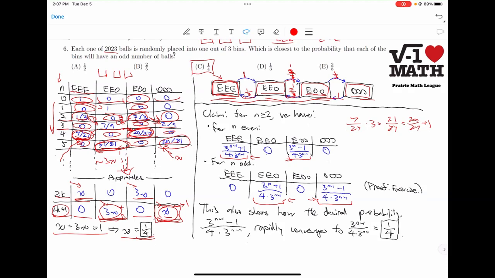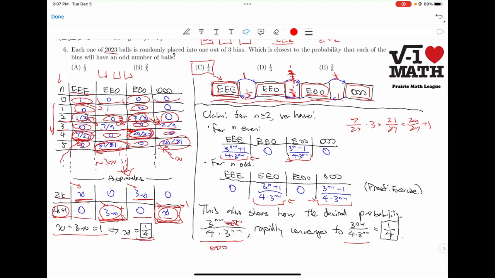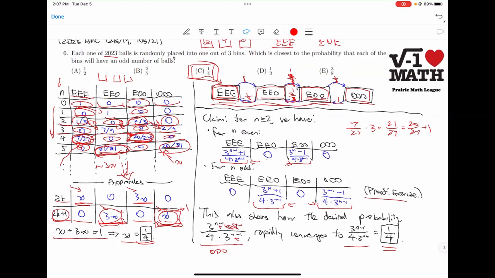This also shows that the desired probability is this for the 3 odd case. And this rapidly converges to this, because this term basically cancels out as n grows really large. And again, this is 1 over 4, which is option choice C. The proof for the induction is an exercise.